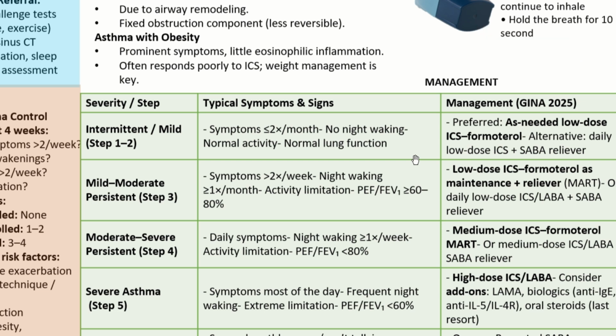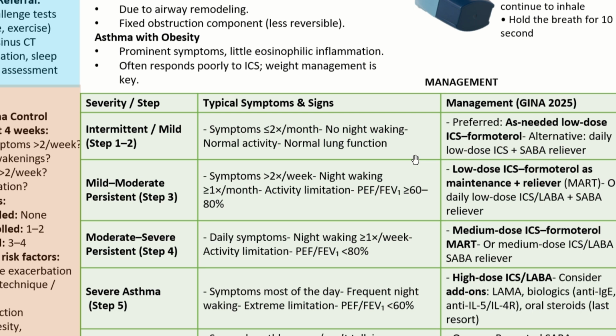We're going to give them a low dose inhaled corticosteroid formoterol as a maintenance, which means they're going to be using it almost every time, and then make sure they also have a reliever, which can be still the inhaled steroid and formoterol, or it can be a short-acting beta agonist like salbutamol inhaler.